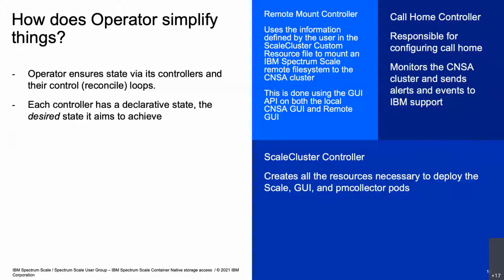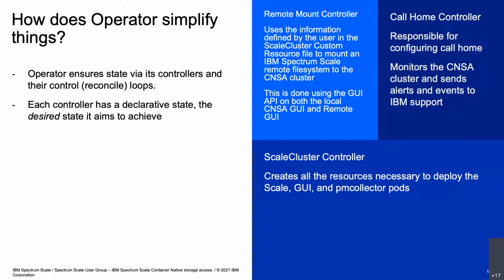Now, how does the operator simplify things? The operator ensures the state via its controllers, and their control loops are otherwise known as reconcile loops. Each controller has a declarative state, and that's the desired state it aims to achieve. This is a different mantra, right? In Spectrum Scale today, you have an admin who fine-tunes every single little thing. It may be more procedural. And you can pivot, like, if something happened here, what do I do with this? So you kind of go with the flow on that.